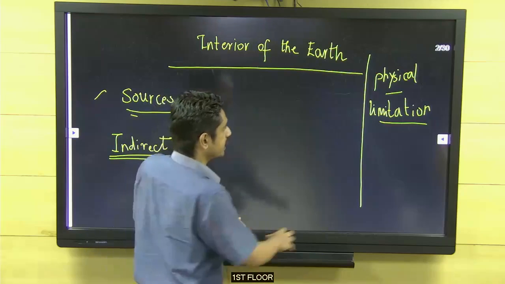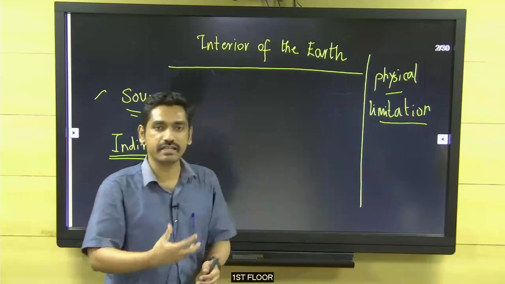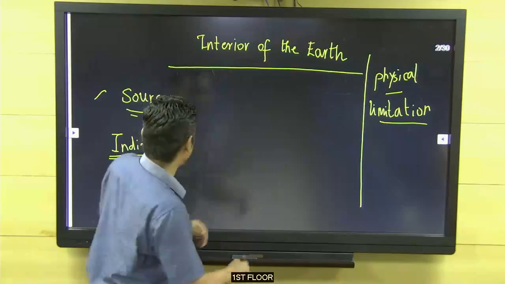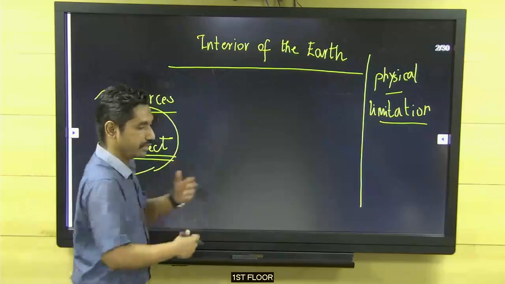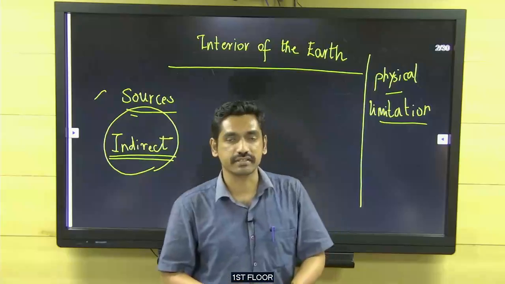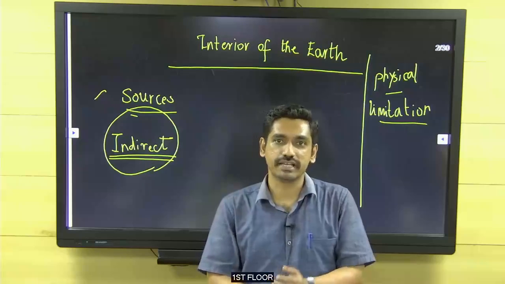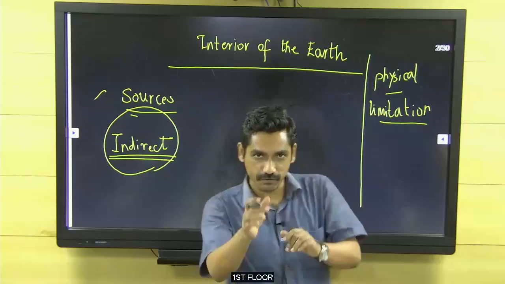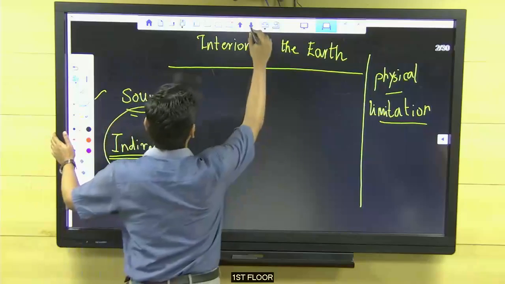So if I have a physical limitation, then I am naturally inclined to explore what are my sources. How can I try to understand? There were primarily three indirect sources, three different ways in which they tried to understand the interior. The first was simple, an obvious source: volcanic eruptions.